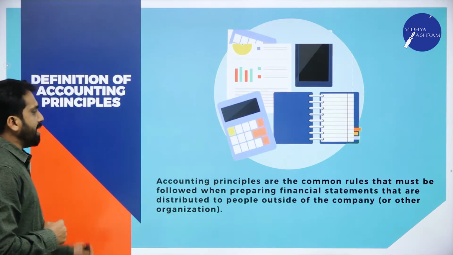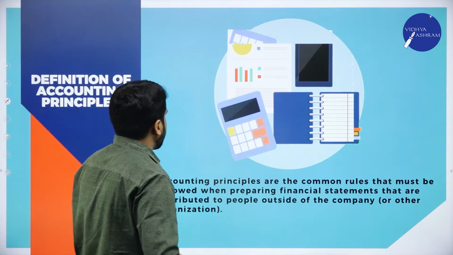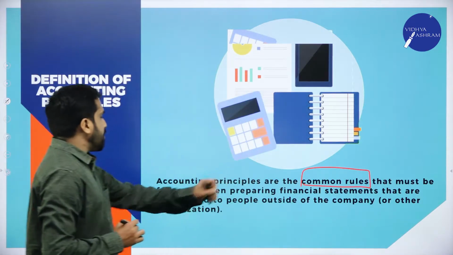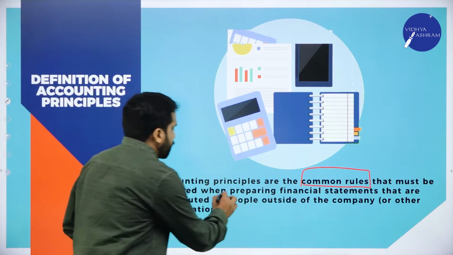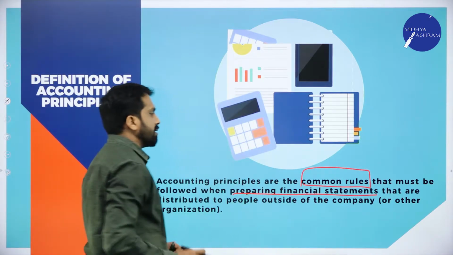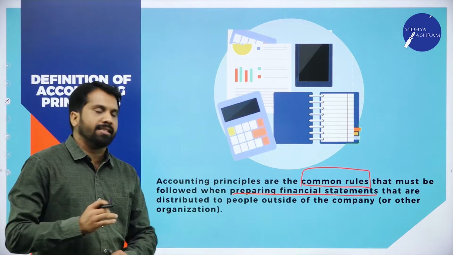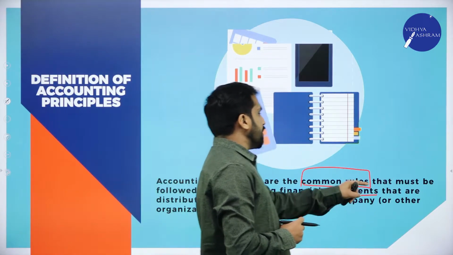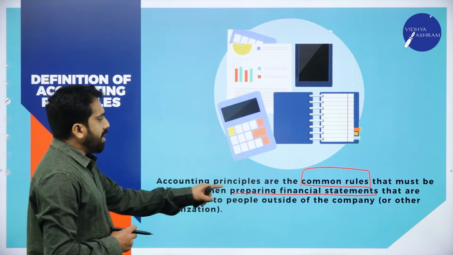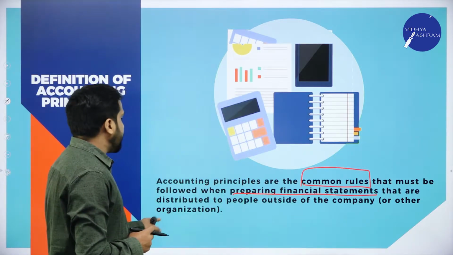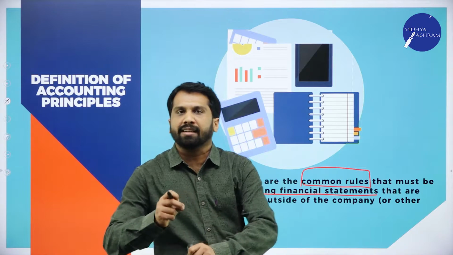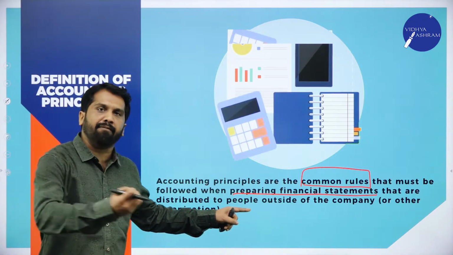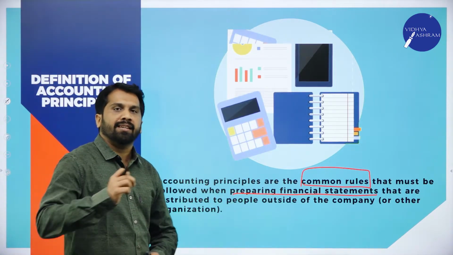Now, what do you mean by accounting principle? Accounting principles are the common rules that must be followed when preparing financial statements. As I told you, it is a common guidance everybody follows while preparing financial statements that are distributed to people outside of the company or other organization. So these rules and regulations are not for one person, this is for universal. Everybody must follow these rules and regulations.